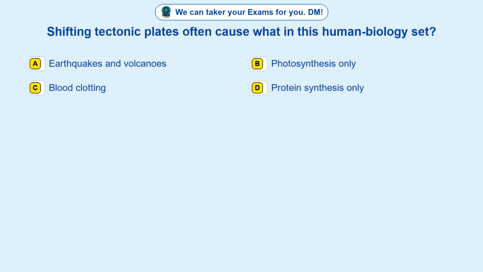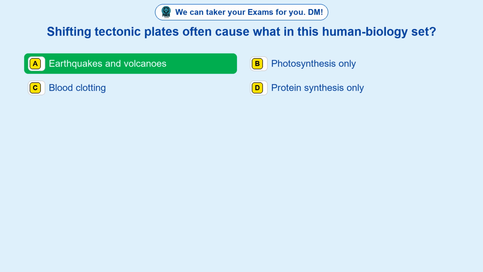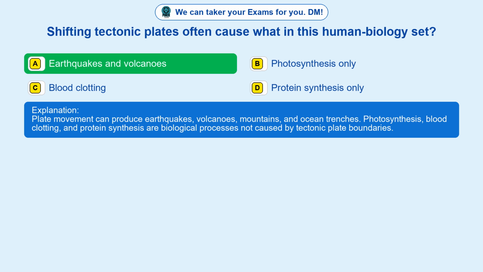Question 83. Shifting tectonic plates often cause what in this human biology set? Option A, earthquakes and volcanoes. Option B, photosynthesis only. Option C, blood clotting. Option D, protein synthesis only. The correct answer is option A, earthquakes and volcanoes. Plate movement can produce earthquakes, volcanoes, mountains, and ocean trenches. Photosynthesis, blood clotting, and protein synthesis are biological processes not caused by tectonic plate boundaries.